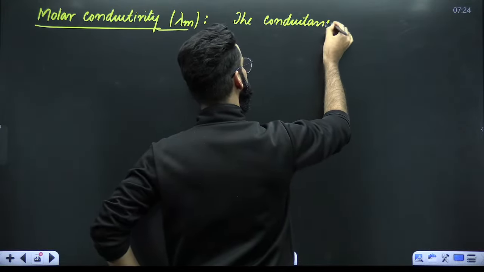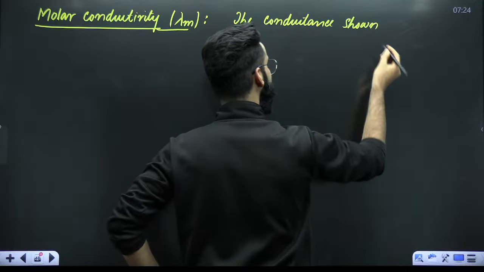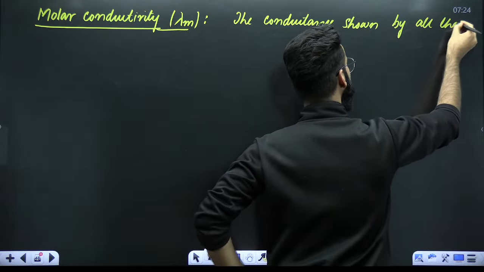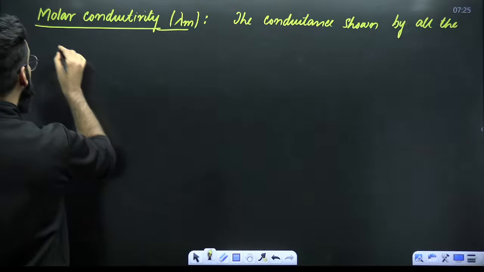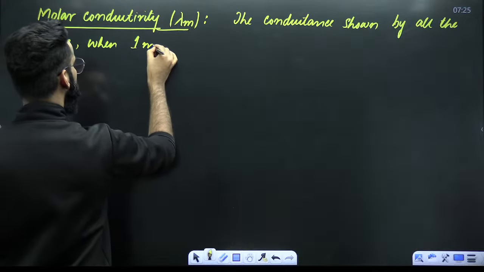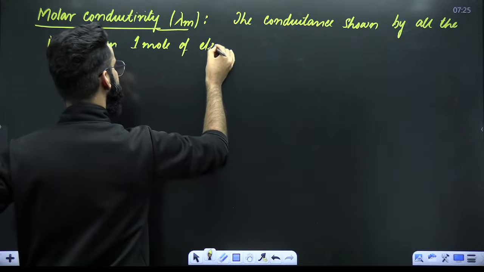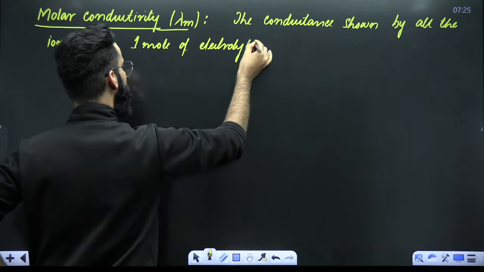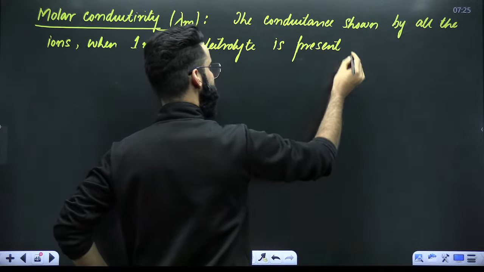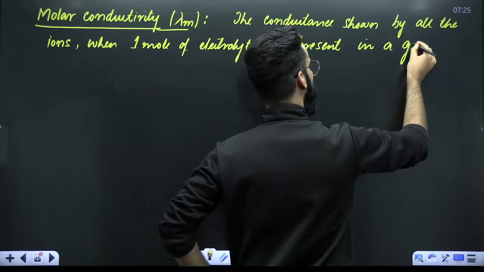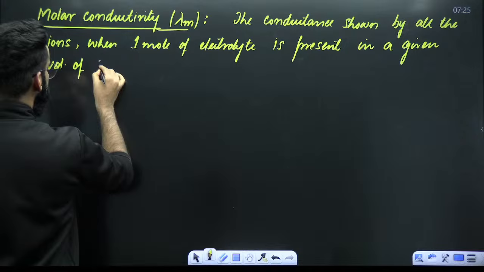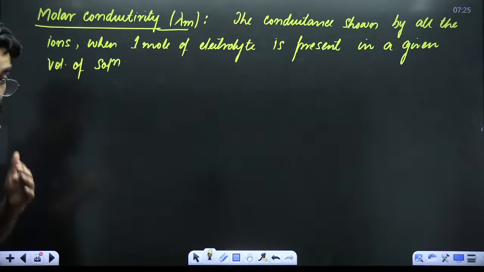the conductance shown by all the ions when 1 mole of electrolyte is present in a given volume of solution. Try to understand what it means exactly.